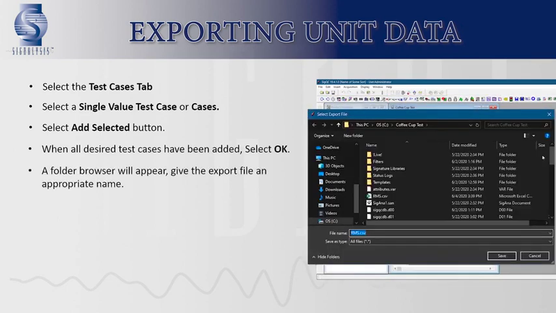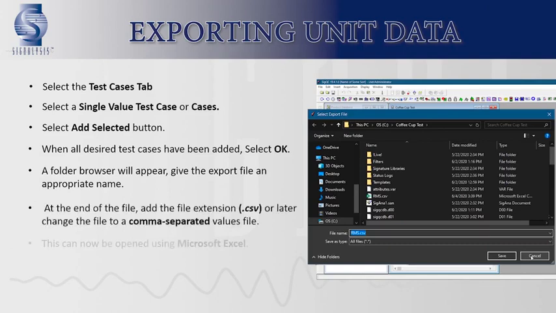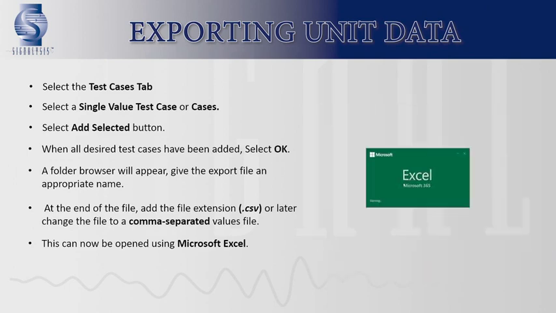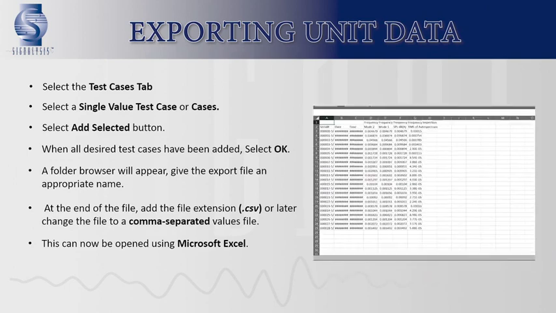A folder browser will appear. Give the export file an appropriate name. At the end of the file, add the file extension .csv, or later change the file to a comma-separated values file. This can now be opened using Microsoft Excel.